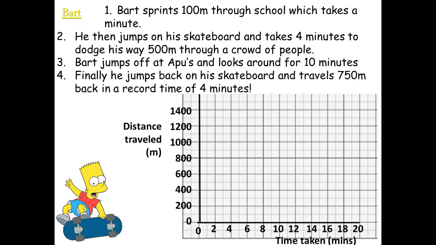Okay, so let's make the graph. We see that Bart sprints 100 meters through school, which takes 1 minute. That's a teeny tiny line.